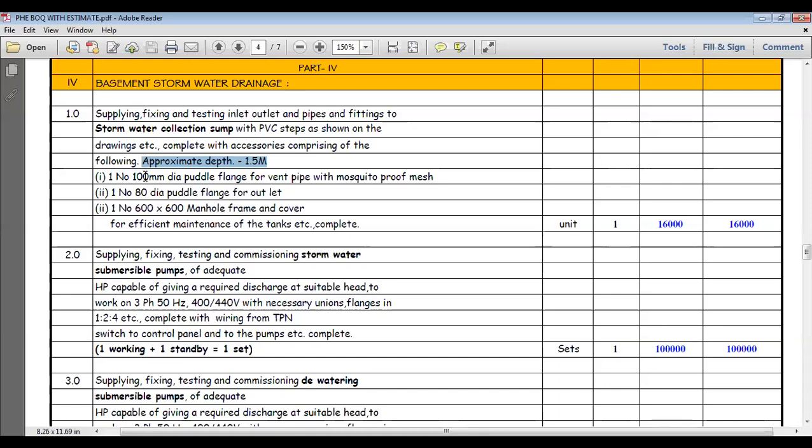For that, 1 number of 100 mm dia puddle flange for the vent pipe, with mosquito proof mesh. This is for the vent pipe. Mosquito proof mesh you have to use. 1 number of 80 dia puddle flange for the outlet pipe. 1 number of 600 dia manhole cover. Everything they have for the stormwater collection sump. The cost is 16,000 for 1 set.